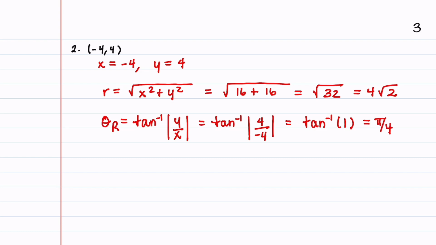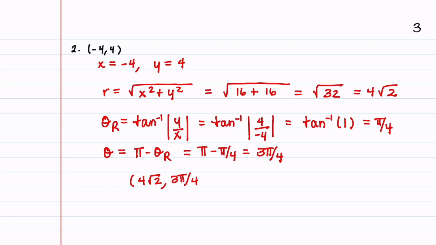Because we're in the second quadrant, our angle theta is equal to pi minus theta sub r. This becomes pi minus pi over 4, which gives us a value of 3 pi over 4. Our point can then be written in polar coordinates as (4 root 2, 3 pi over 4).